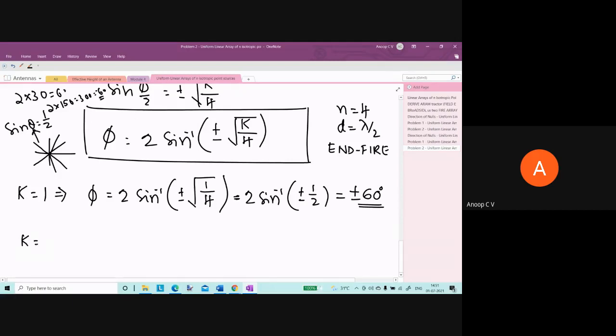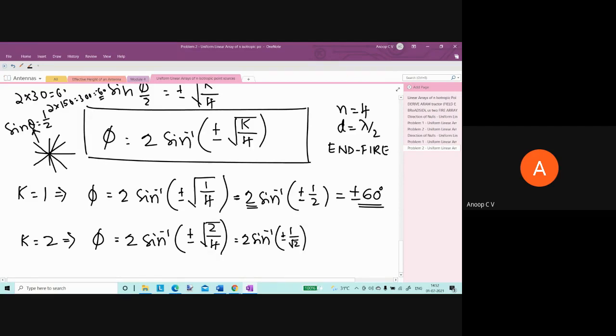If you have any doubt, maybe at the end I'll clear it. But for k equal to 2, what will we get? Phi is equal to 2 sine inverse of plus or minus root of 2 by 4. I'll write it as root 2 by 4, that is 2 sine inverse of, there is a factor of 2 here, don't miss it out, plus or minus 1 by root 2. So that will be plus or minus 90 degrees.